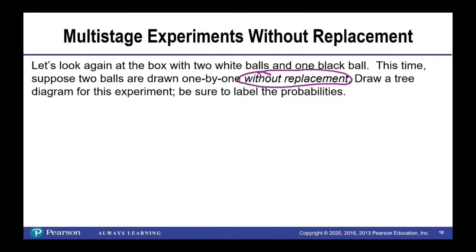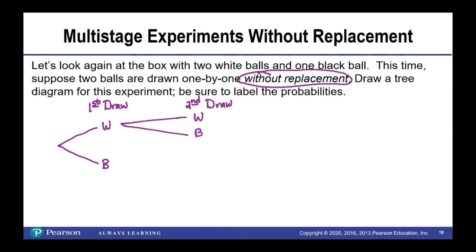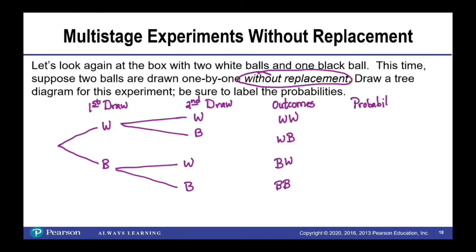Let's look at our probability tree, and we're going to label our probabilities. On our first draw, we could draw a white ball or a black ball. And on the second draw, we could also draw a white or a black. And so our possible outcomes would be a white and a white, a white and a black, a black and a white, or a black and a black. Now, let's think about our probabilities.